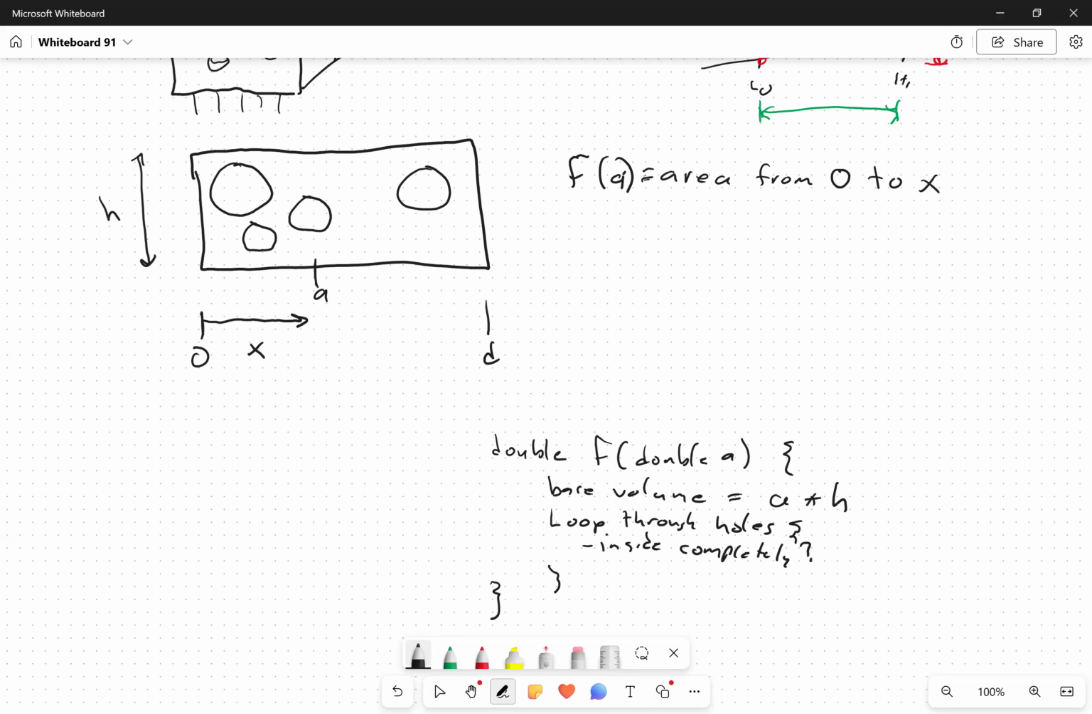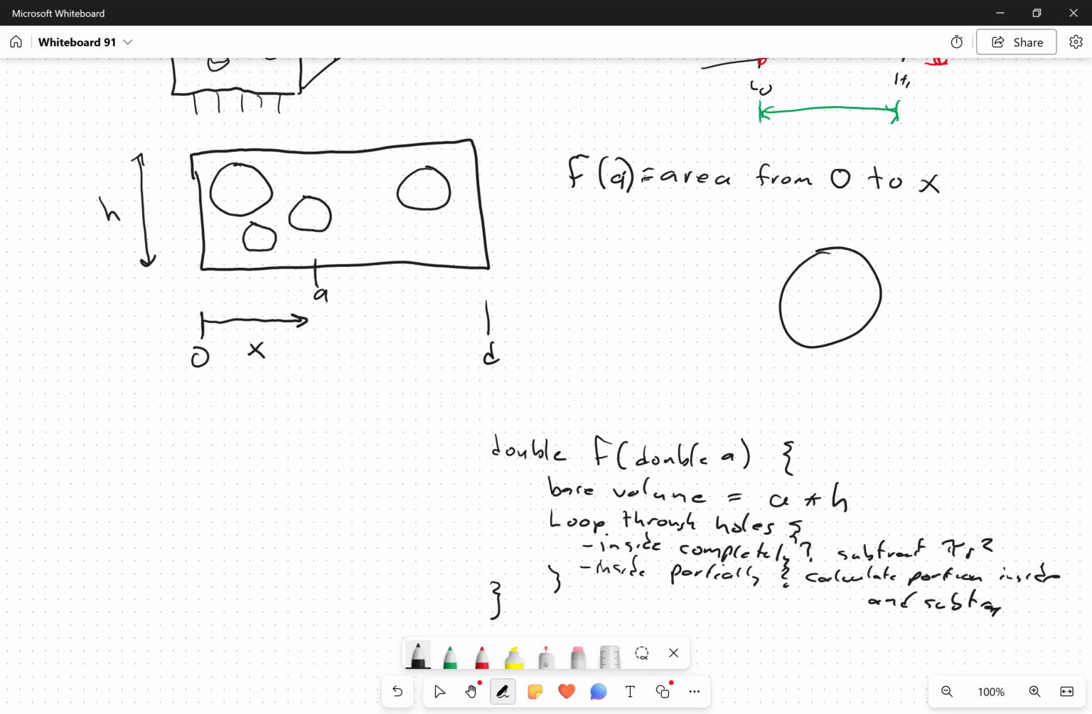And if so, subtract pi r squared. So you take away the whole volume. If it is inside partially, then you would calculate the portion inside and subtract.